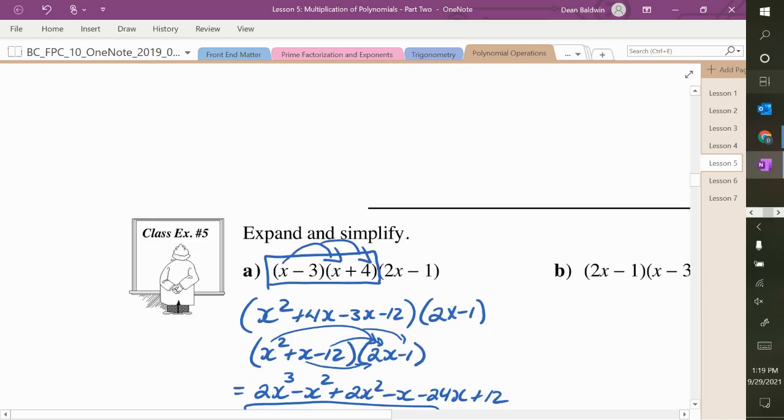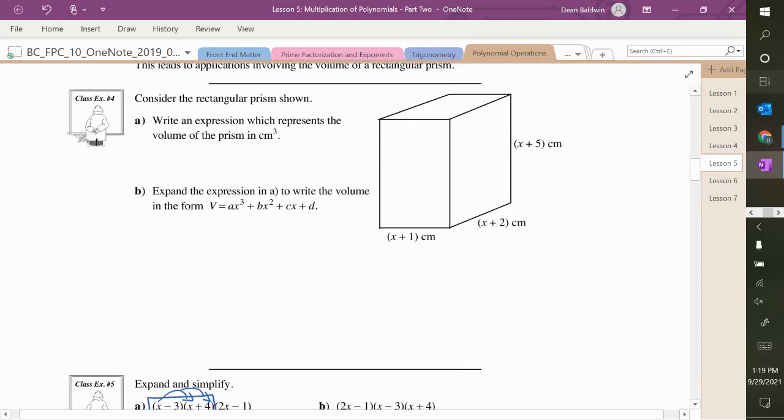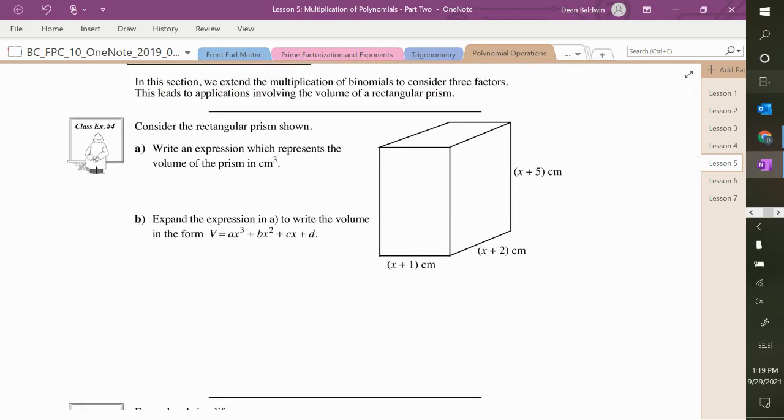All right, I want to do one last thing, which is right above it, which looks complex, but it is not. I want to know the volume of this expression, or this cube. How do you find the volume of something? Length times width times height. You just multiply them all together, exactly like we just did.